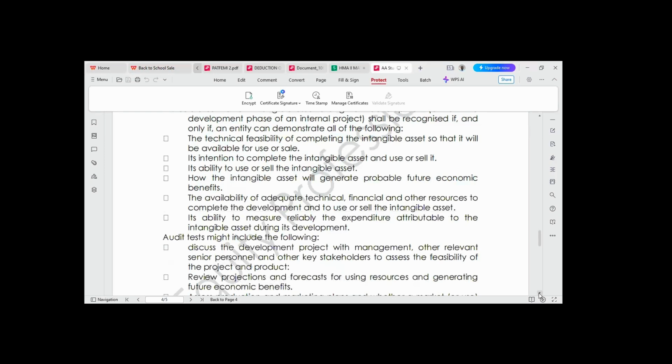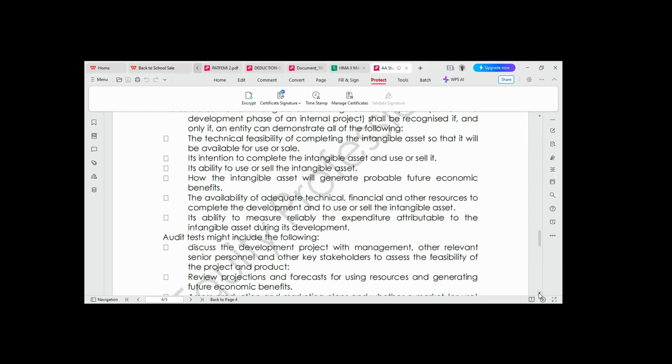Then others are the availability of adequate technical, financial, and other resources to complete development and the use or sale of the intangible asset. And lastly, the ability to measure reliably the expenditure attributable to the intangible asset during its what? During its development. All right. So let me give you an instance.